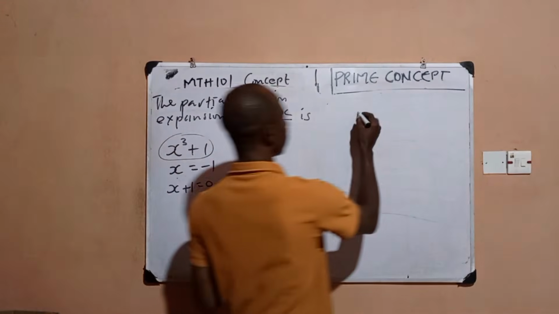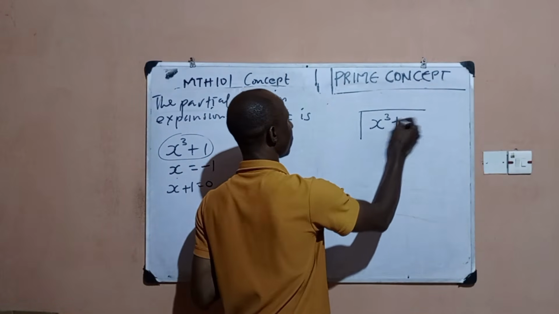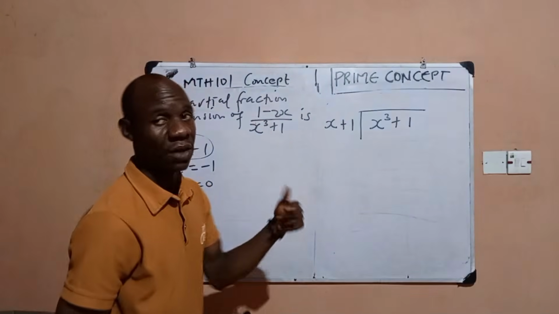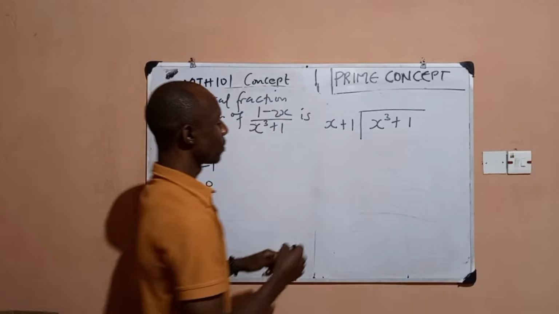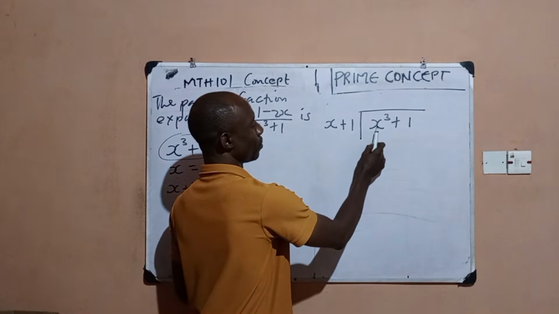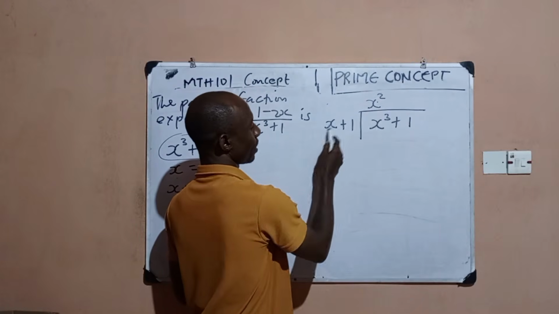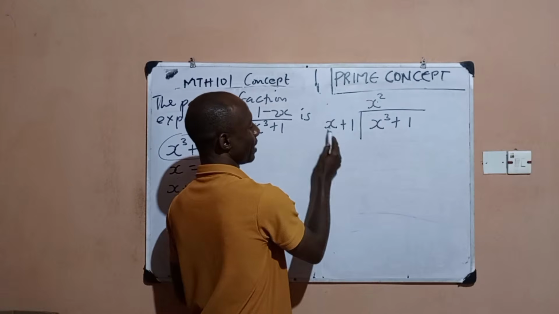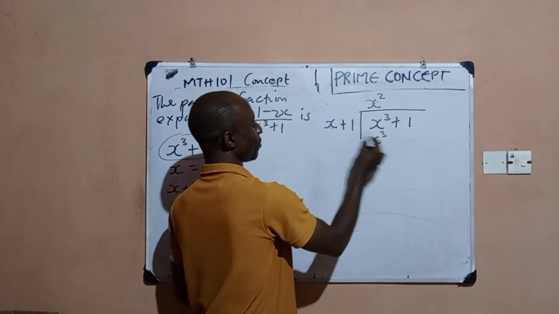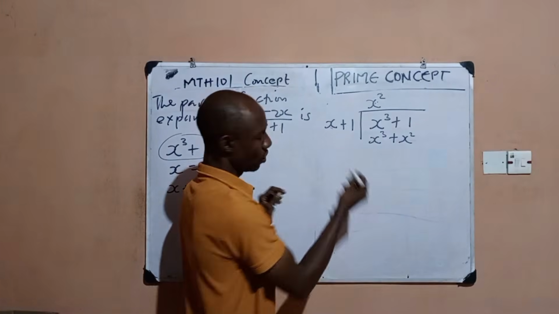See what we're going to do. We're going to apply long division. I want to divide x cubed plus 1 using x plus 1. So once I divide this, I'll get the remaining factors. So see how you divide. You say x in x cubed to give you x squared. You use x squared to now multiply. So x squared times x is what? X cubed. X squared times 1 is what? X squared. So what do you do? You subtract.